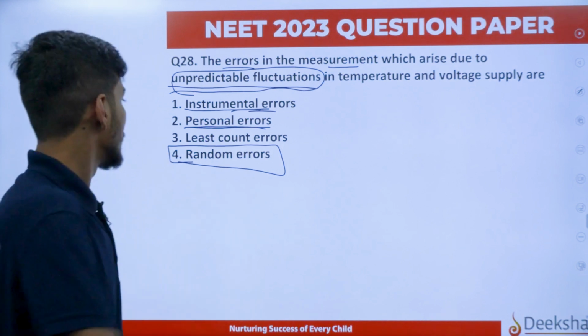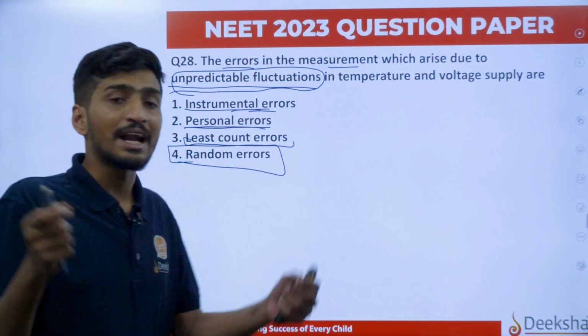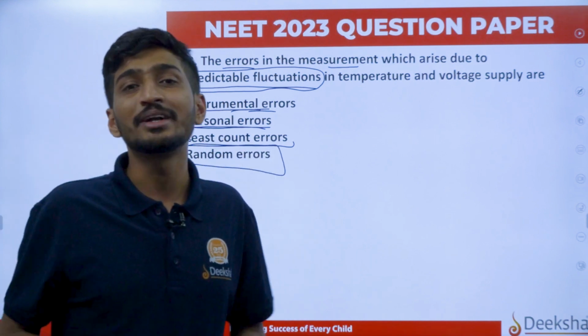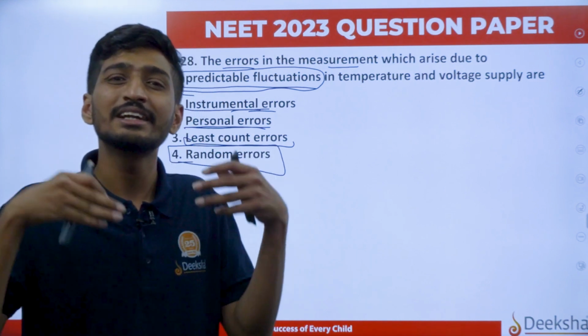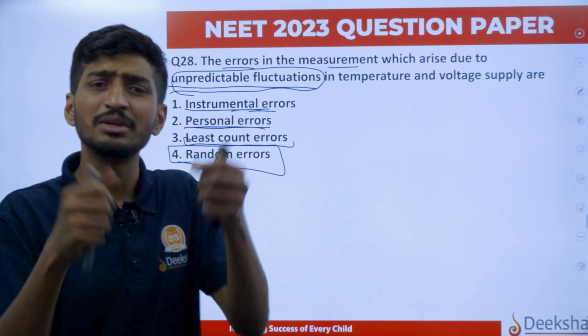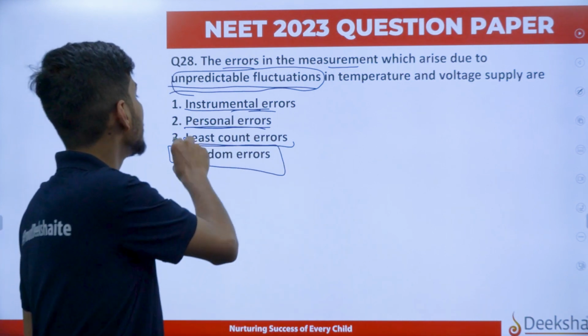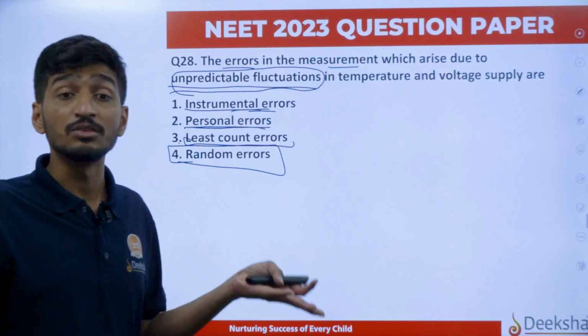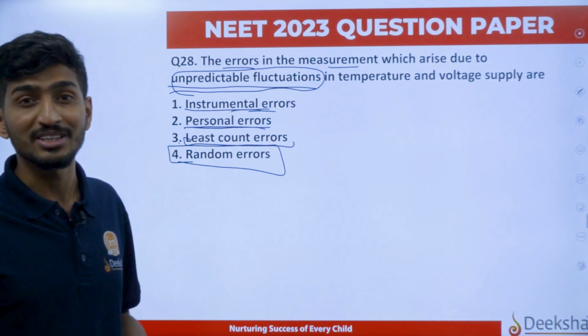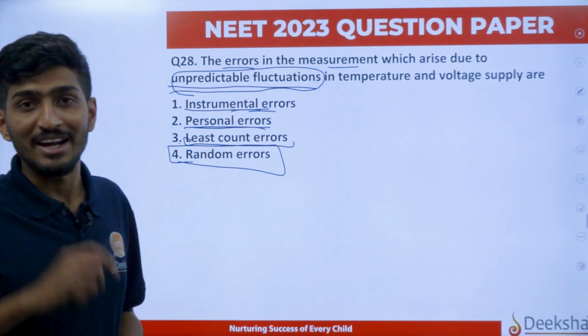That's a personal error. Least count error happens when the scale of the instrument is misaligned, not necessarily wrong, but just a little misaligned. That is called least count error. And then there is the fourth type, which is completely unpredictable. Those are called random errors.